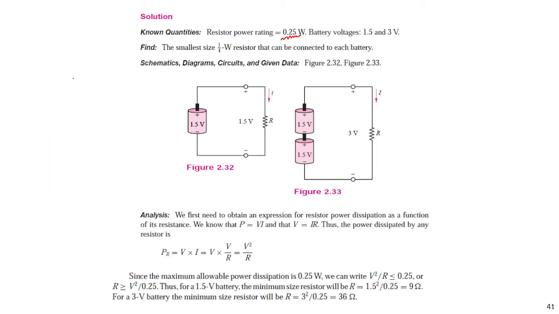It means that if the power is more than 0.25 watt when we supply the current, it will burn down. Okay, it will be damaged. This is the rating of the equipment. If we talk about the equipment rating, it is the amount it can withstand.